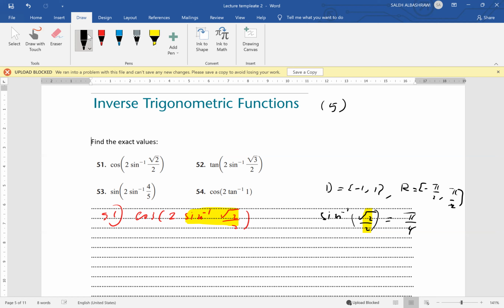So cosine of 2 sine inverse can be written as cosine of 2 multiplied by pi over 4. So it is cosine of pi over 2, or 90 degrees. Cosine pi over 2 equals 0. So the first one, 51, gives me 0.